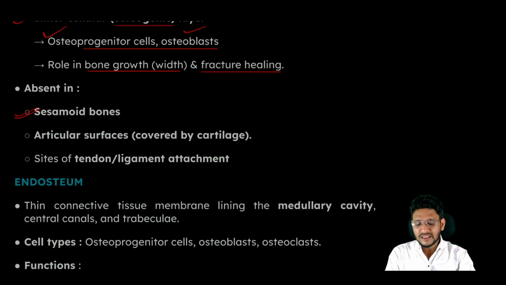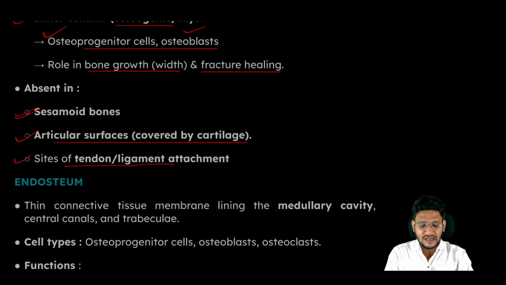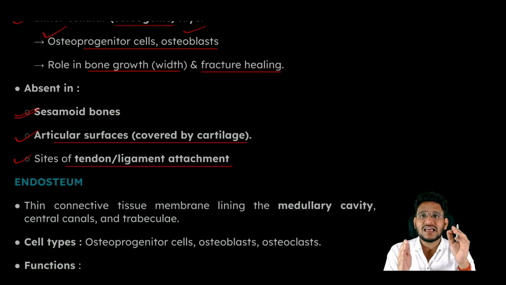The periosteum is also absent at the articular surfaces that are covered by cartilage, the surfaces of the bone involved in joint formation. It will also be absent at the sites of tendon and ligament attachment. So at the site of the bone where tendons or ligaments are attached, the periosteum layer will be absent.